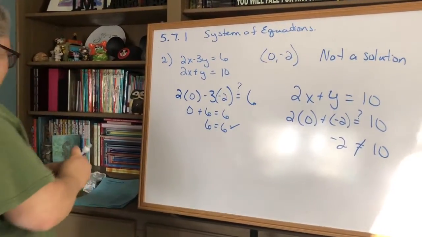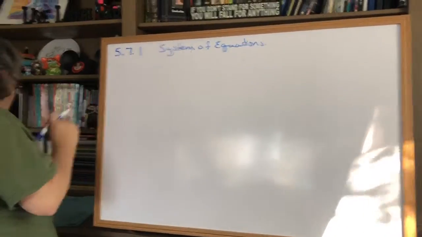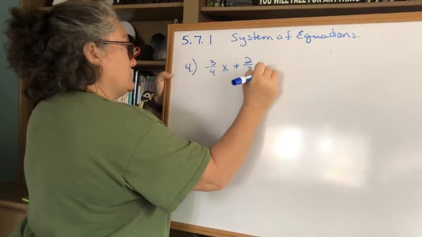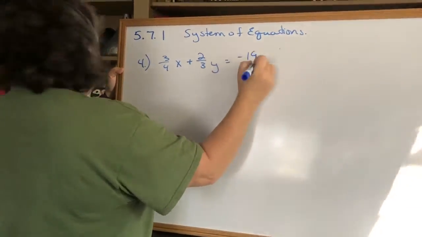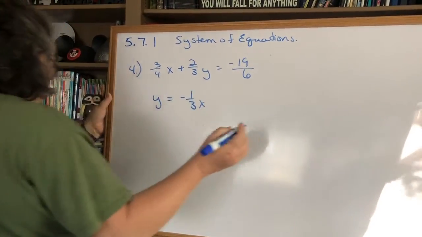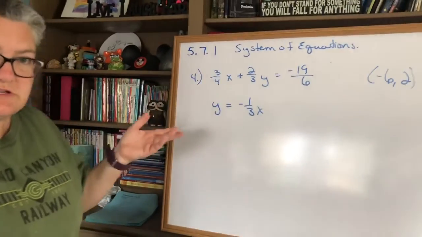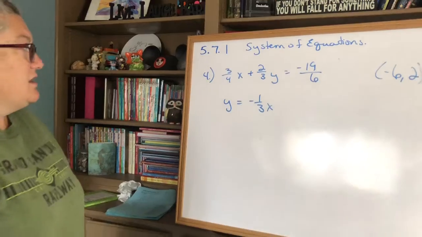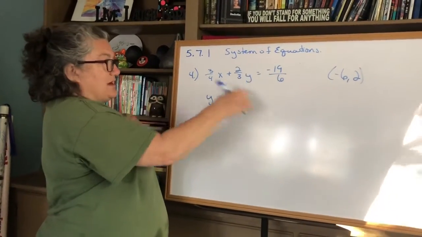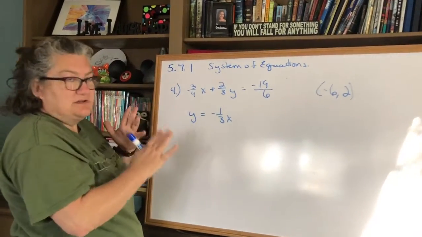So let's try another one. Let me erase real quick. This is number 4, and it says 3/4 x plus 2/3 y equals negative 19 over 6. And the second equation is y equals negative 1/3 x. And our point we want to check is negative 6, 2. So is this point a solution to the system of equations? That's what the question is in 5.7 so far. So how we do that is we take that point and we plug it into this one. If it works, we go to this one. If it works, it's a solution.